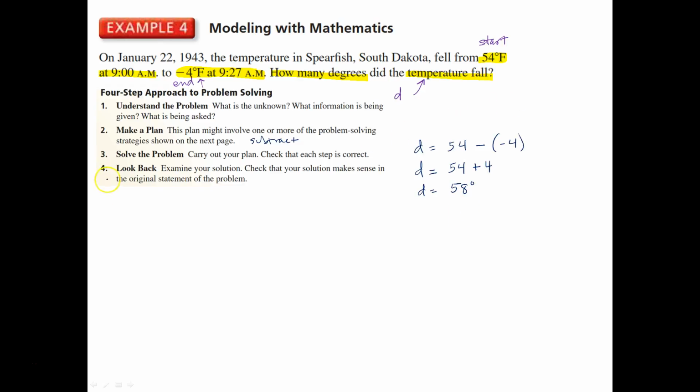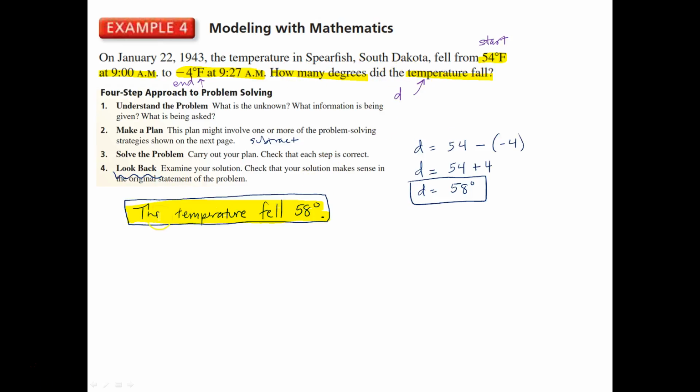And then let's look back and see if that makes sense. Well, first, this is the solution to our equation, but what's the answer to this question? How many degrees did the temperature fall? The temperature fell 58 degrees. So this is actually our answer. Well, step 4 is to look back and check to see that that makes sense.